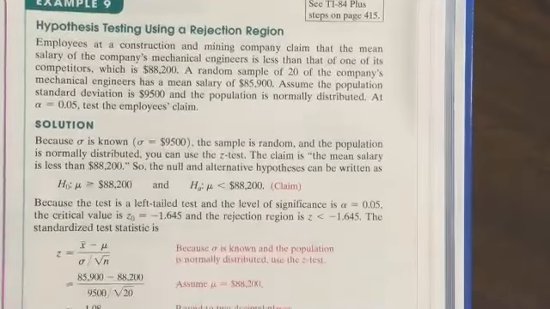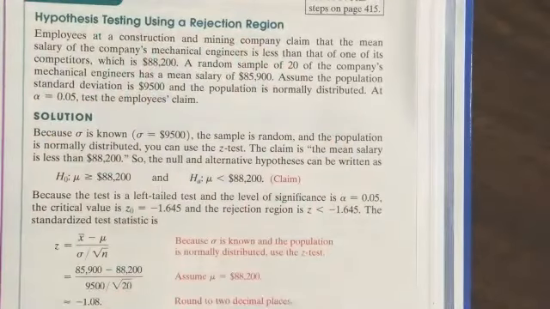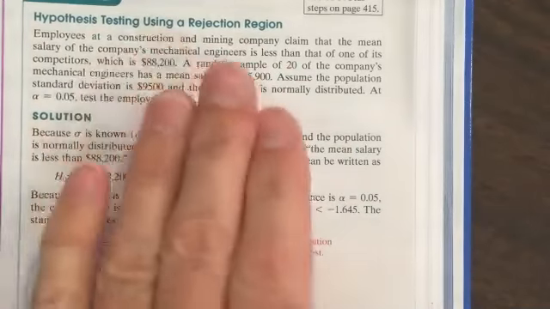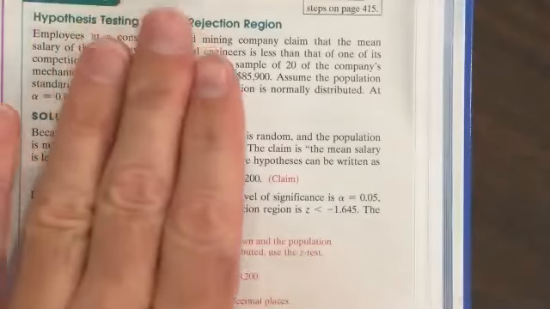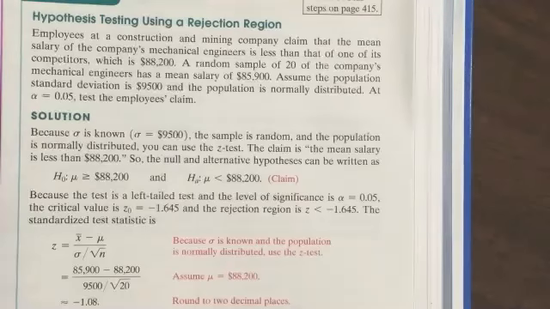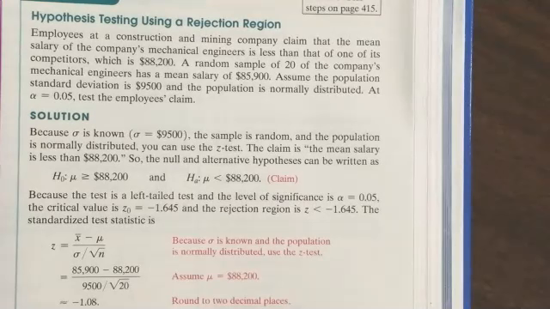You guys, I'll read it. Okay, employees at a construction and mining company claim that the average salary for mechanical engineers is less than that of one of its competitors, which is $88,200. Pretty good deal if you're thinking about becoming a mechanical engineer. Okay, but they're worried that it's less, right? Your company's paying less than some other company. That's what they're saying. So they take a look at just one person's, right?